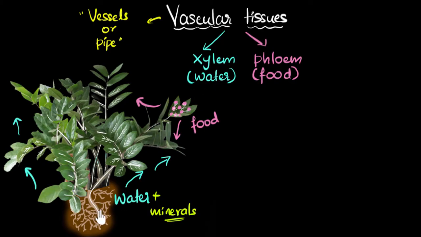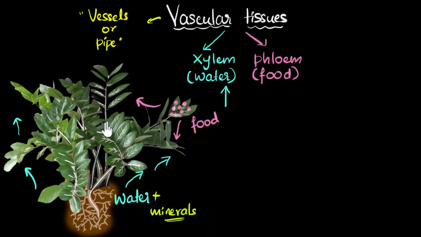And another reason why they have to be separate is because if you look at water, the water transport is only one direction, up. Can you see why? Because all the water and minerals are present in the roots, right? So we just have to transport it up to all the leaves. But the food transport has to be in both directions.